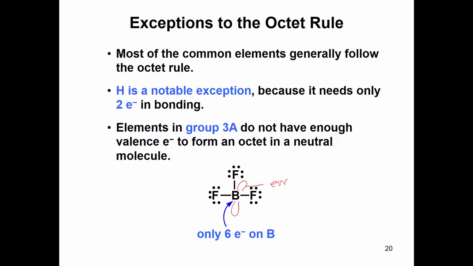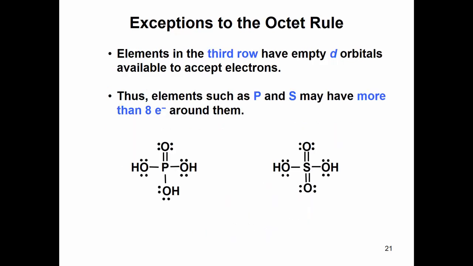It actually has an empty p orbital. And you learn later that this makes boron, or BF3, what we call a good Lewis acid. It has that empty p orbital that electrons can be donated towards.